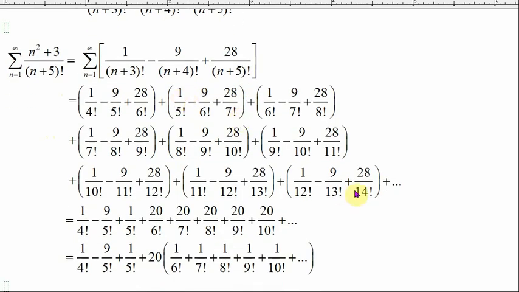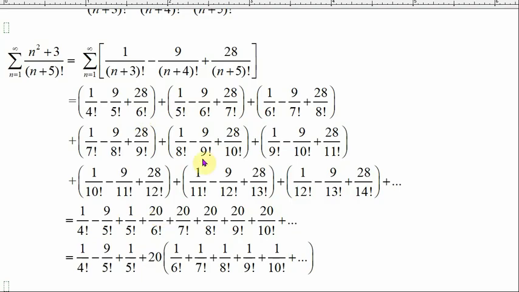Here are the first 9 terms. This is 1 over 4 factorial minus 9 over 5 factorial plus 1 over 5 factorial. And now look at all the terms with the 6 factorial in the denominator. So it's this one, and this one. So it's 28 minus 9 plus 1, which is 20.